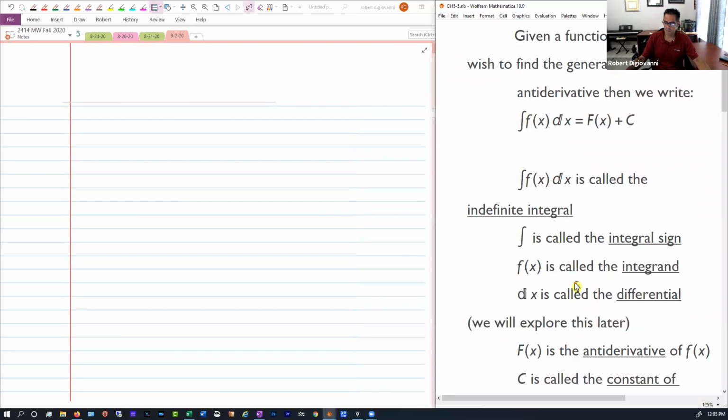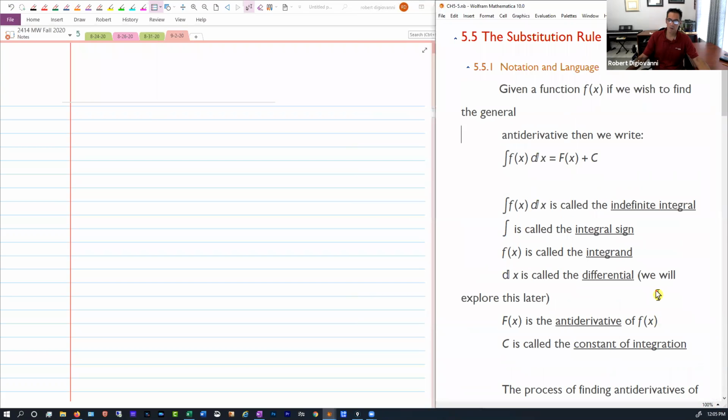All right, here we go. So we need to get some notation and language out of the way. It's kind of a pain in the butt. You've probably noticed this, that if I write down some function and ask you to find the antiderivative, I've been having to tell you, find the antiderivative, find the antiderivative, find the antiderivative. It would be nice if we had a notation that would make that faster.